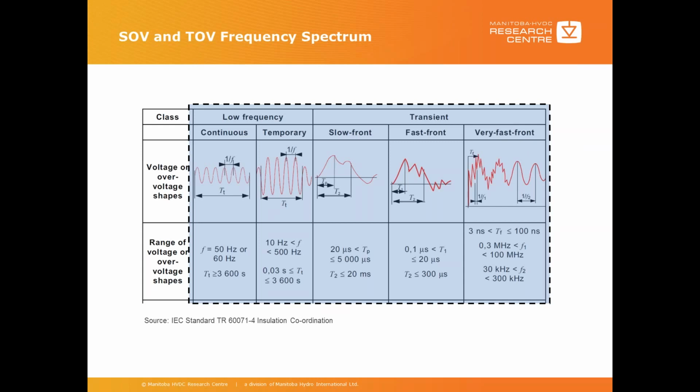International standards such as IEC define a frequency spectrum to categorize different transients. As we can see in this table, the switching transients are categorized as the slow front transients. That would be the main focus of our presentation today.